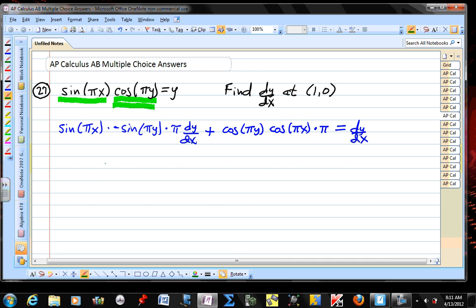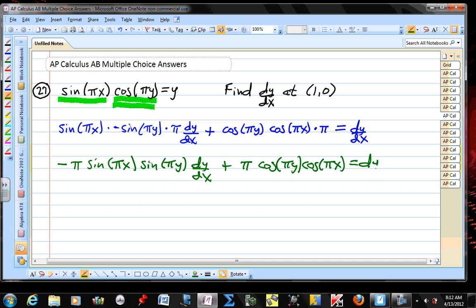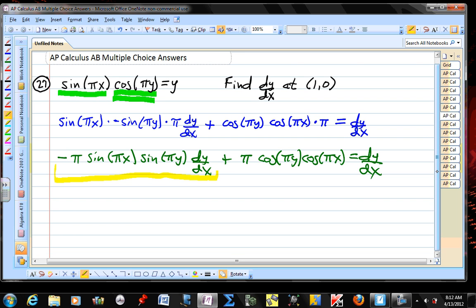We can pull the constant out in front, and we can call this negative pi times sine of pi x times sine of pi y dy/dx, plus, pulling the constant out in front, pi times the cosine of pi y times the cosine of pi x. And that's going to equal dy/dx. So now, let's do some algebra. Let's get all the dy/dx's together. Let's bring them over to the right side.